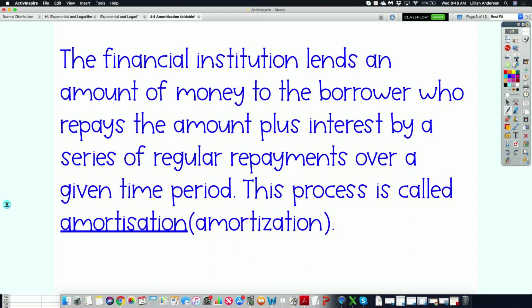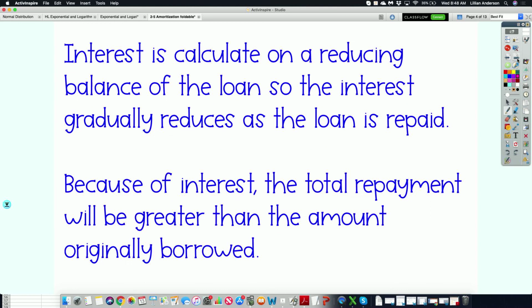Now, interest, we know that that's a part of it. But interest is calculated on a reducing balance of the loan. On a reducing balance of the loan. So the interest is going to gradually reduce as the loan is repaid. So when you first borrow the money and you start your repayments, interest is always really, really high.